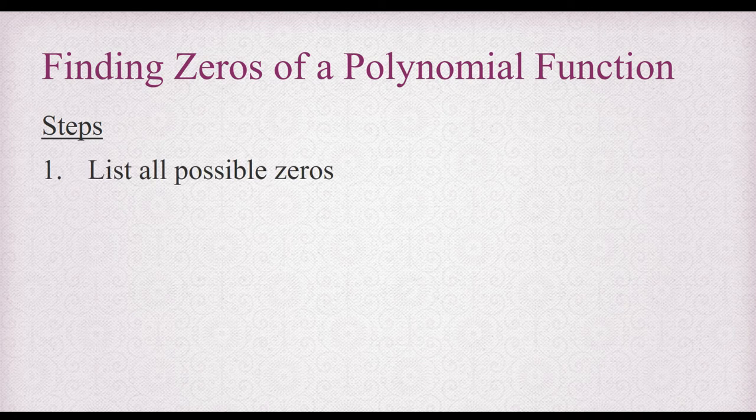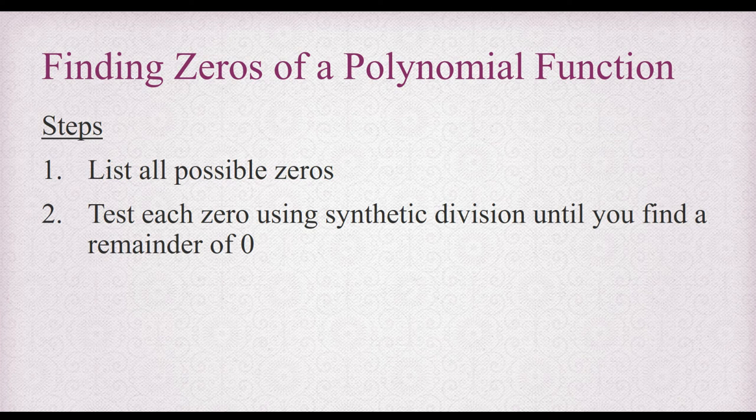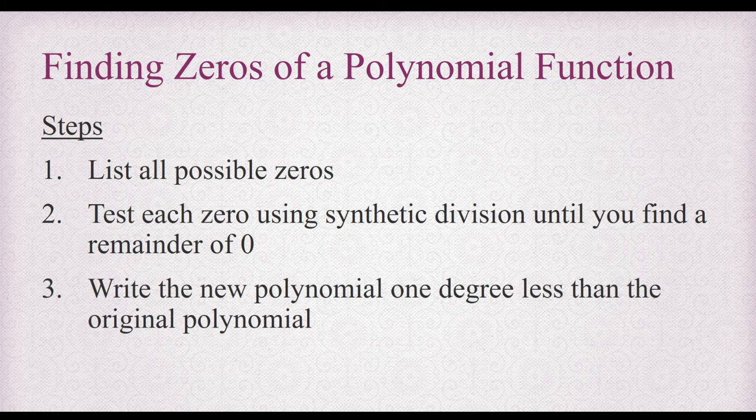We're going to list all possible zeros just like we did in our first two examples. So we identify p, we identify q, we do plus or minus p over q. Then we're going to test each zero using synthetic division until we can find a remainder of 0. Because remember, if we get a remainder of 0, that means that number is a factor, or in this case, a zero. And we want to be determining all the different zeros that will then lead to us being able to factor that polynomial. We're going to write the new polynomial one degree less than the original polynomial, just like we have in the past.